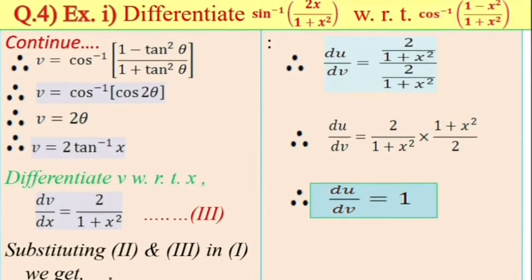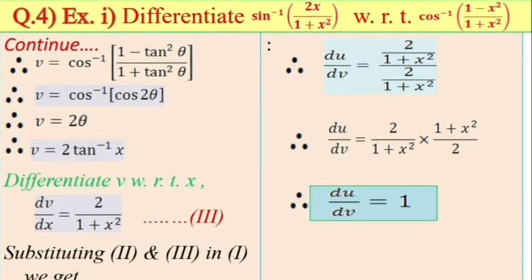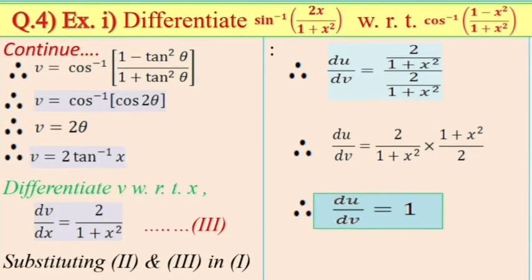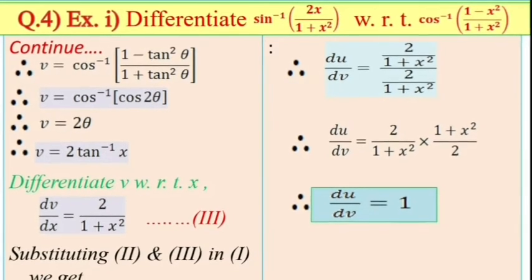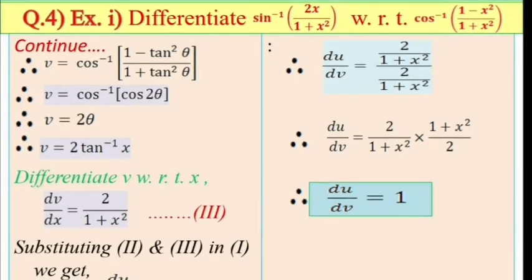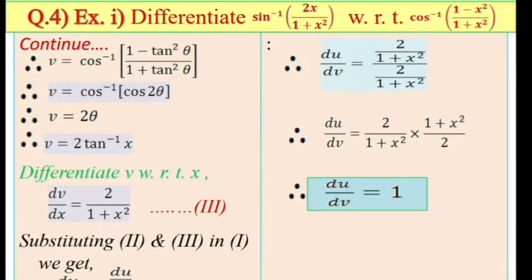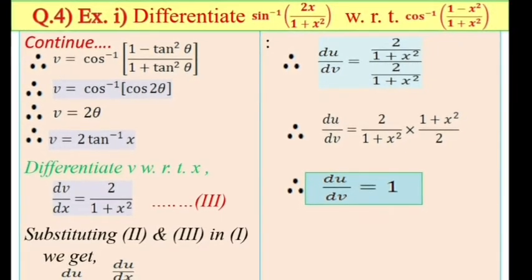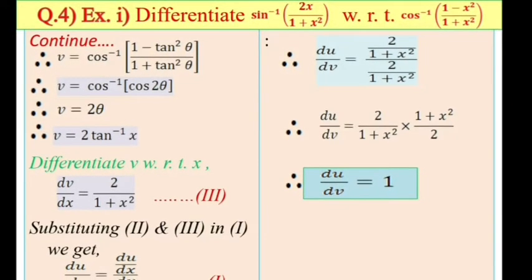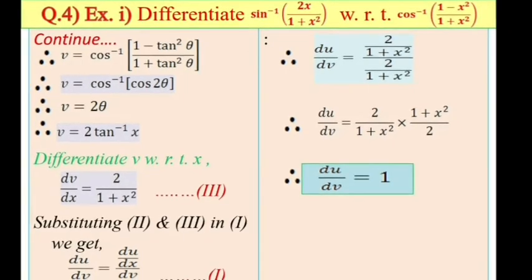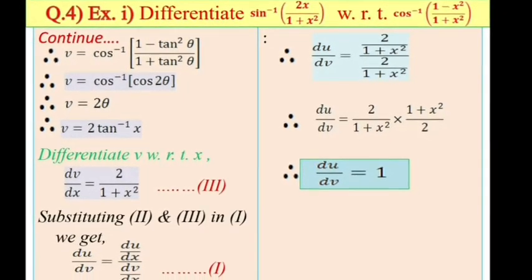That is the derivative of the first function u, sin inverse of 2x upon 1 plus x square, with respect to cos inverse of 1 minus x square upon 1 plus x square, and it is nothing but 1. Do you understand? Same method, but here we take the first function as u and the second function as v. Clear?